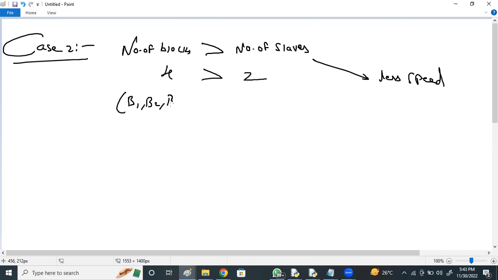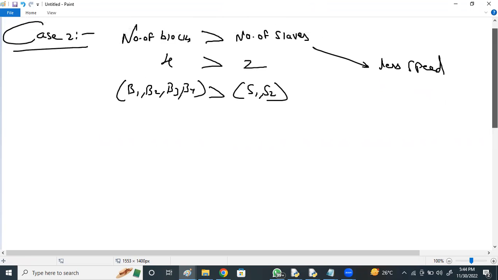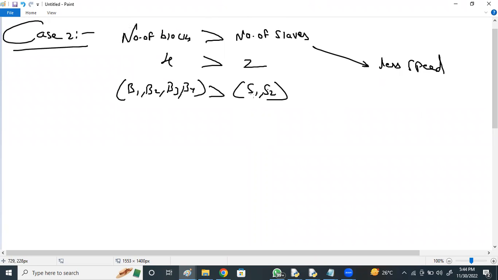B1, B2, B3 and B4. 2 slaves, S1, S2. Okay. B1, B2, B3, B4. Okay, S1, S2.